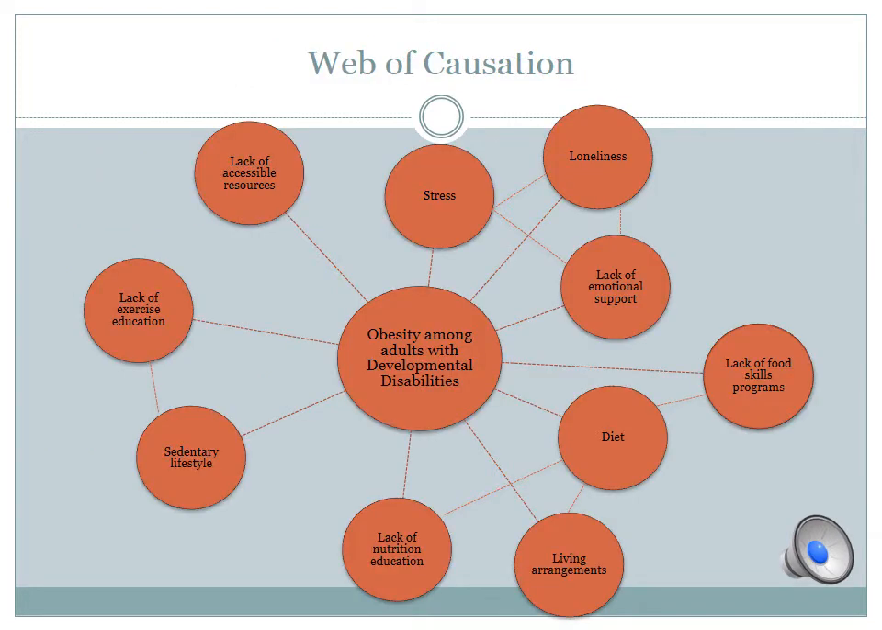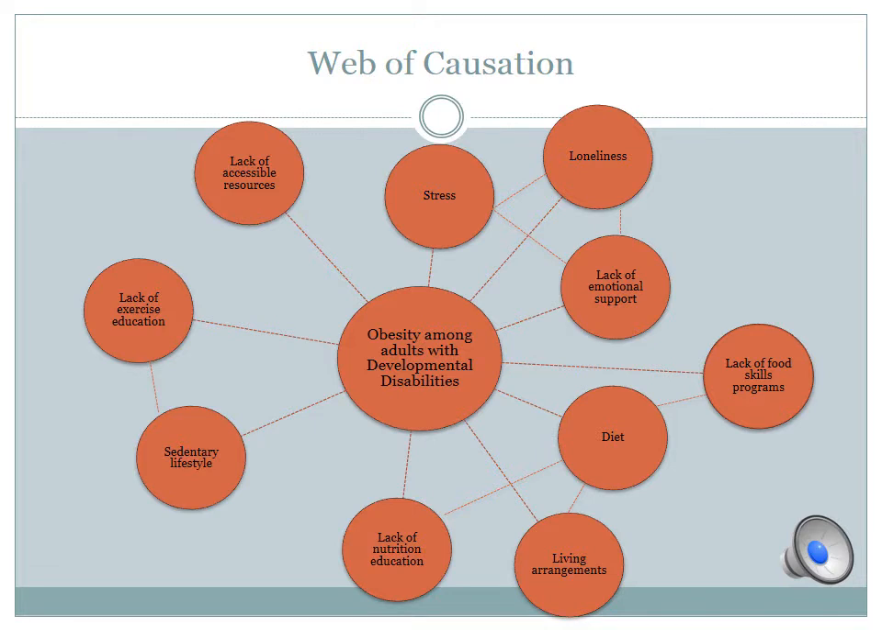Now for our web of causation. It is important to note how these different determinants interact with one another and correlate together, such as lack of exercise education and sedentary lifestyle are correlated and are both determinants and increase obesity among adults with developmental disabilities.